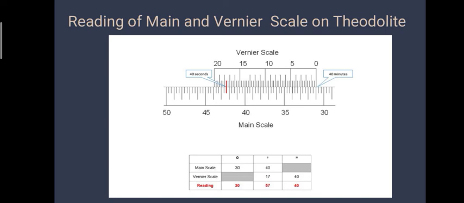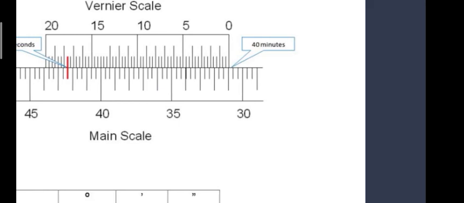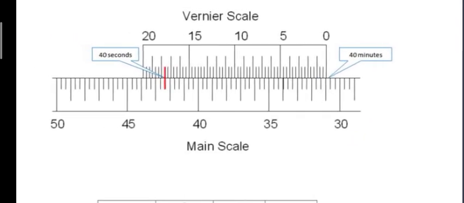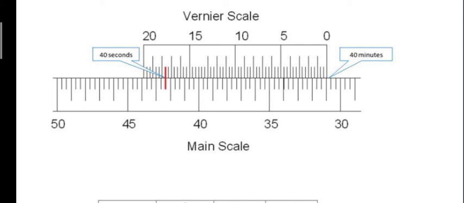See, as I said, if you see these readings, why is it 40 minutes? Because it is not coinciding with 31 degrees. It is before 31 degrees, so it will come under 30 degrees 40 minutes. And here in the vernier scale, it is coinciding with this graduation line. If you see the vernier scale graduation, it is 17 minutes and 40 seconds here. This line is 40 seconds. If it were coinciding with the second line, then it would be 20 seconds, right?